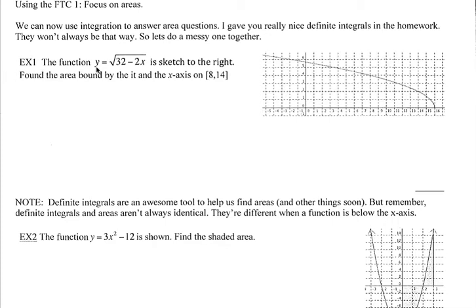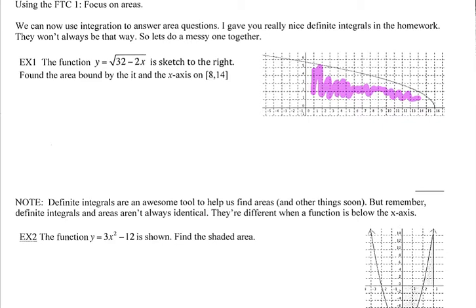Here, example 1, we're looking at this function, the square root of 32 minus 2x. The function is graphed over here. We're looking for the area bound by the function and the x-axis. So we're looking for this area in here. And to do this, we're going to use the integration that we've learned.